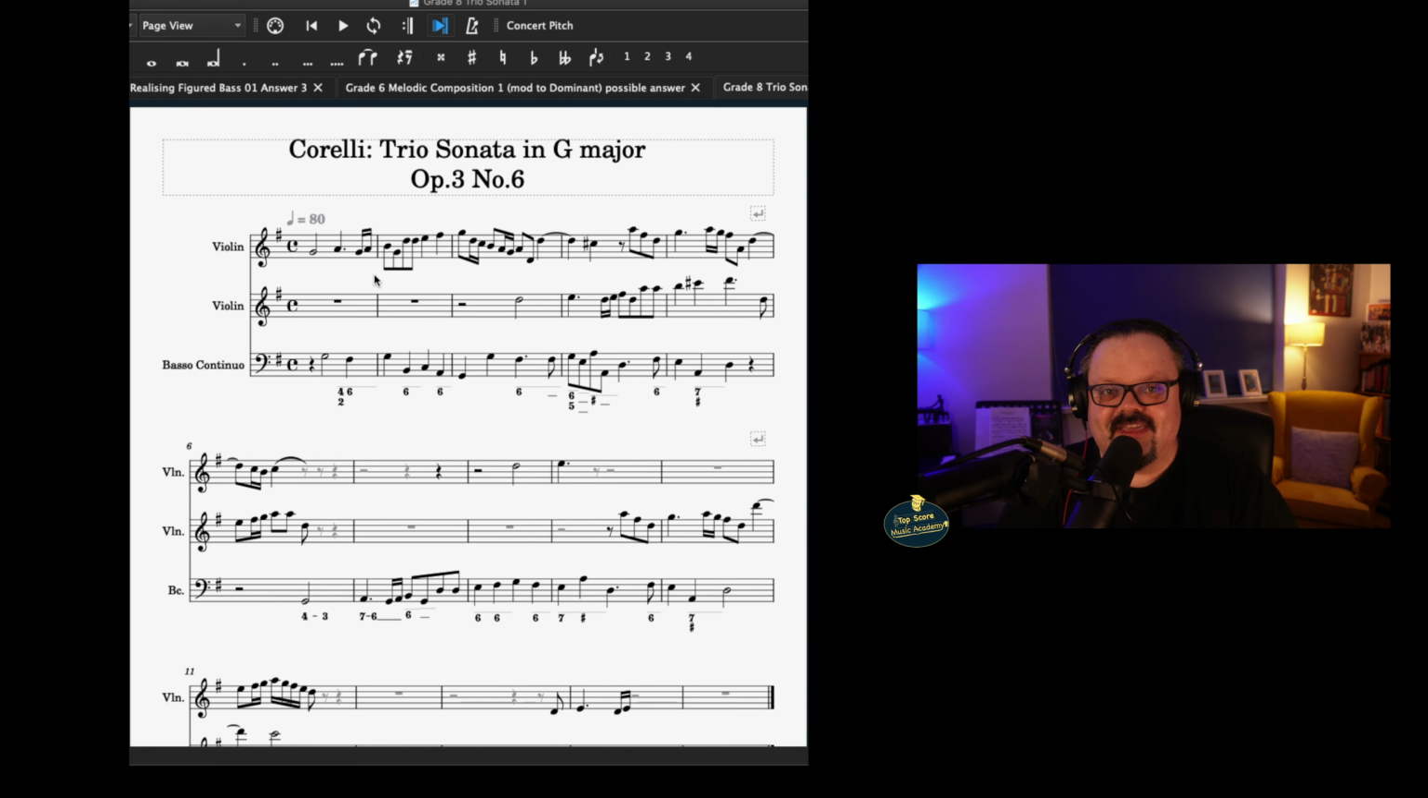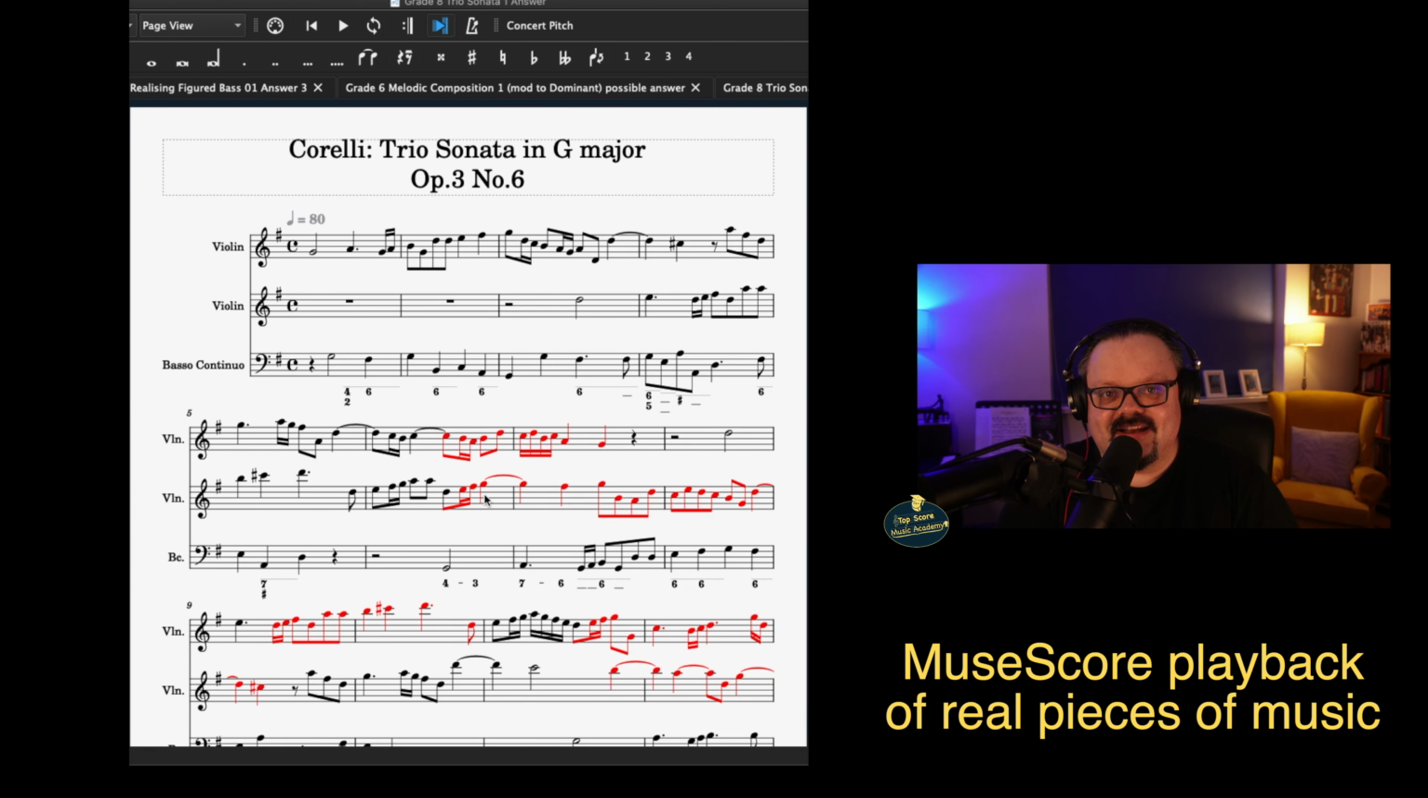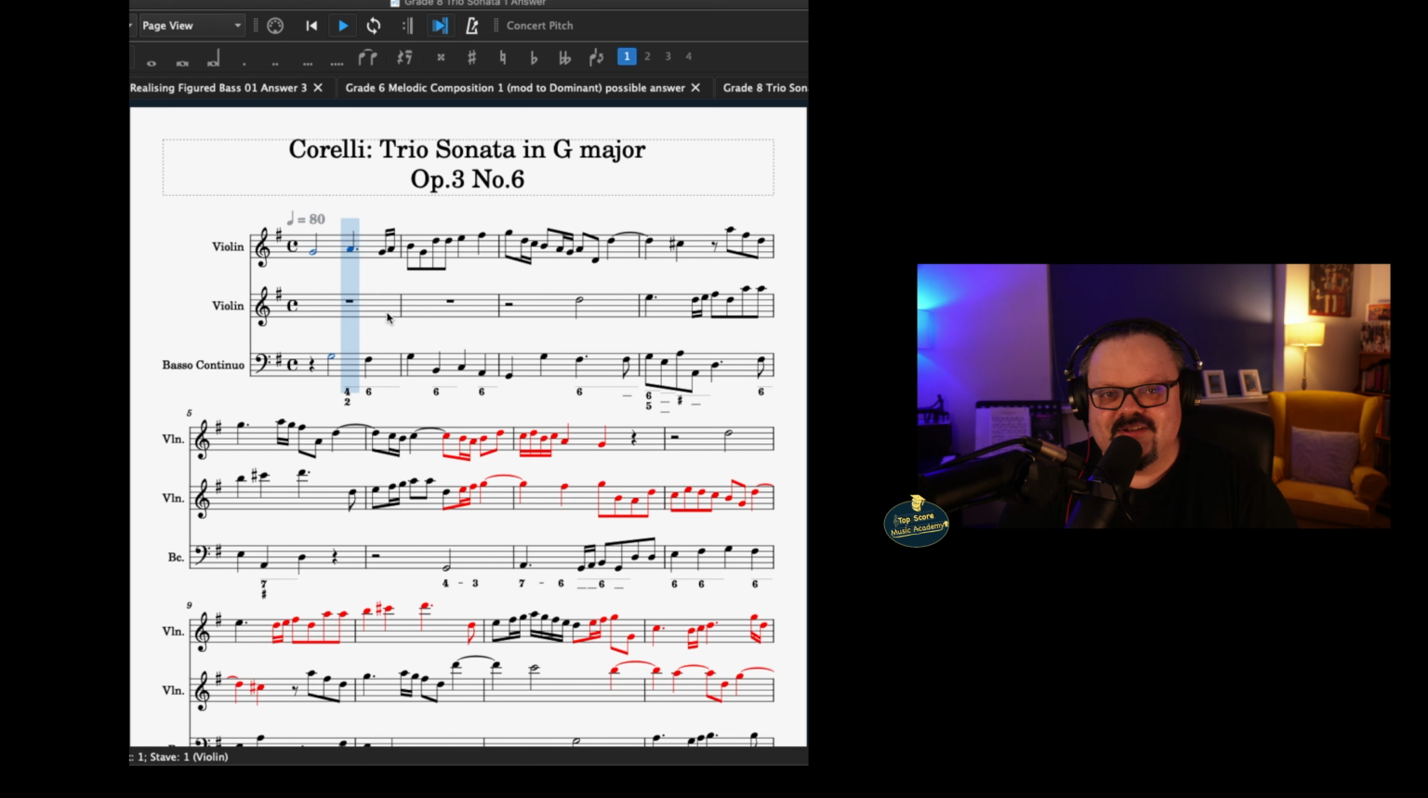For example, here we can see a trio sonata by Corelli with grayed out areas that students have to fill in, like a fill in the blanks type question. And the great thing about this is that I've also been able to track down the real pieces of music by these composers, so that students can listen back and hear what Corelli actually wrote himself, highlighted in red, and compare what they've composed to what Corelli composed.